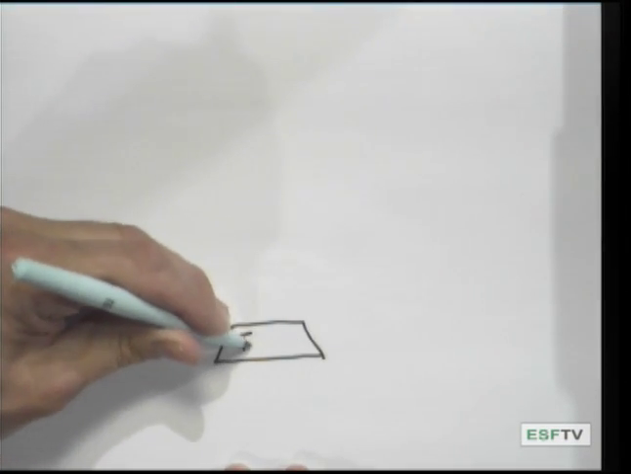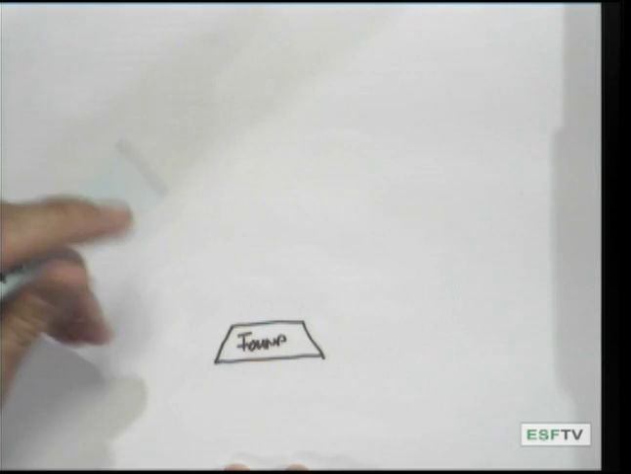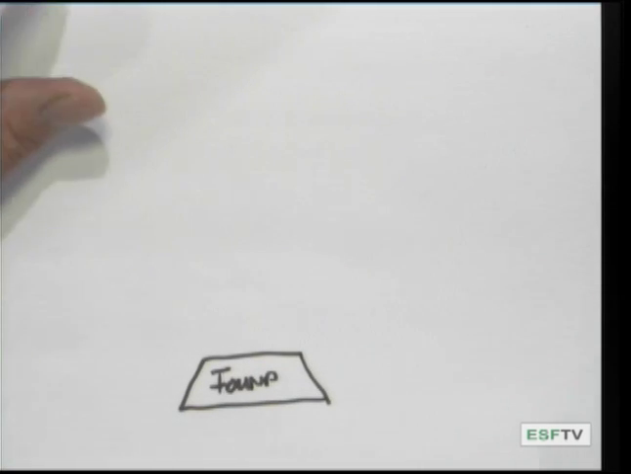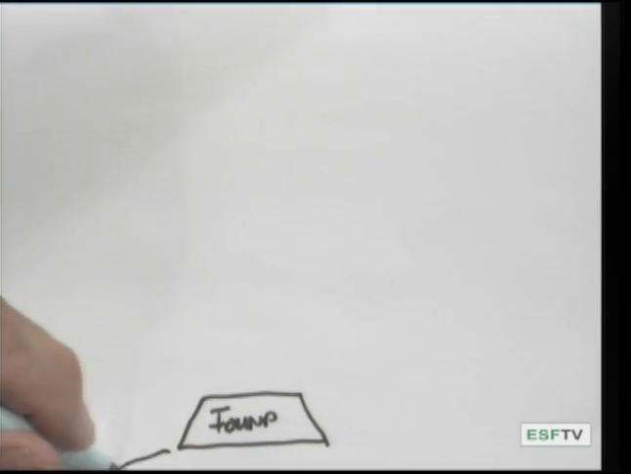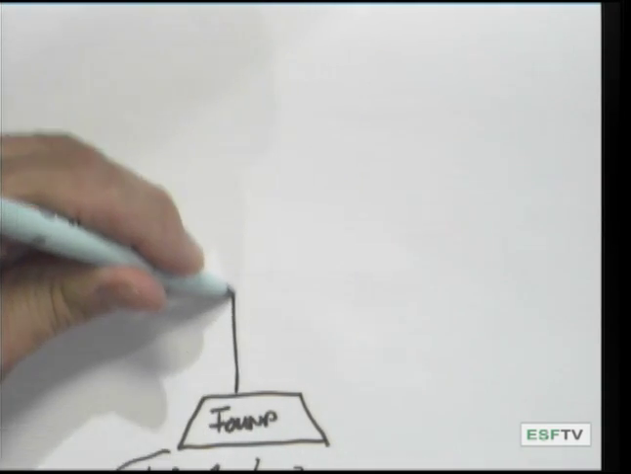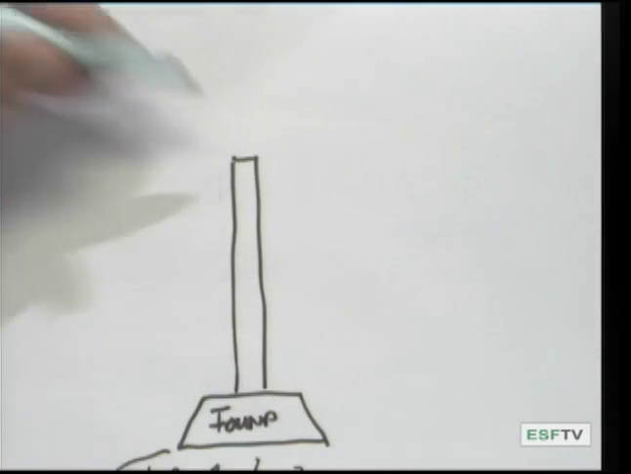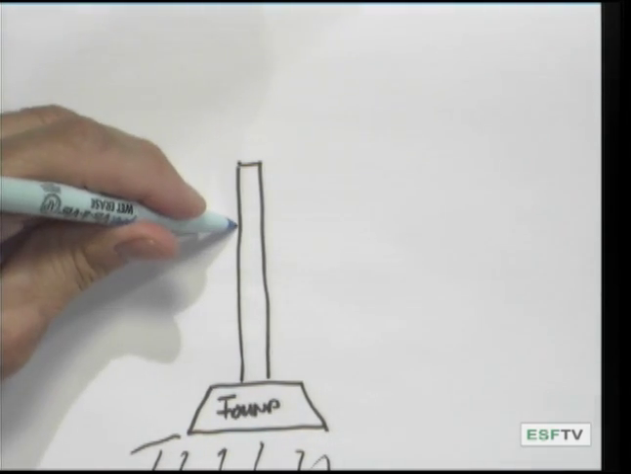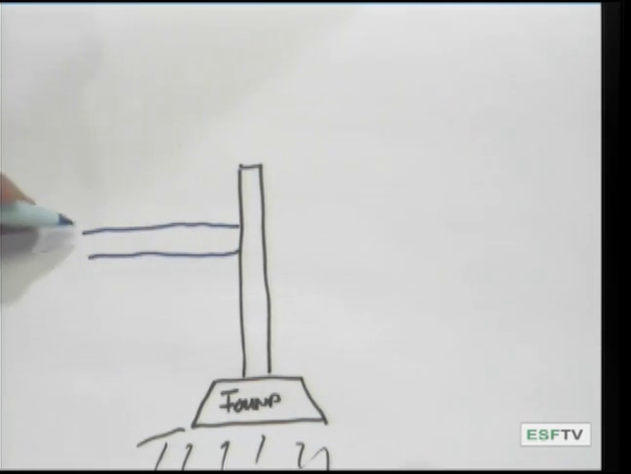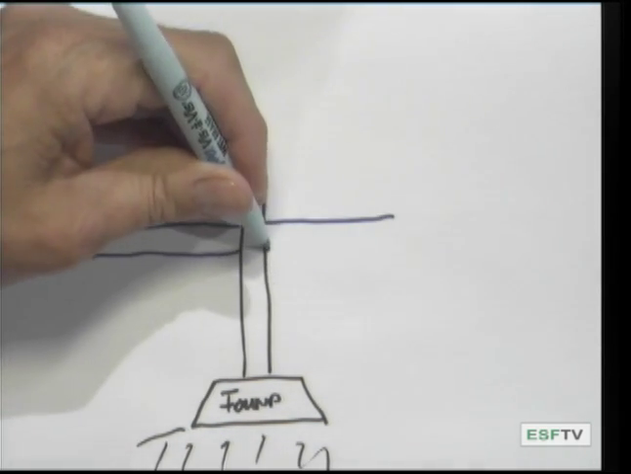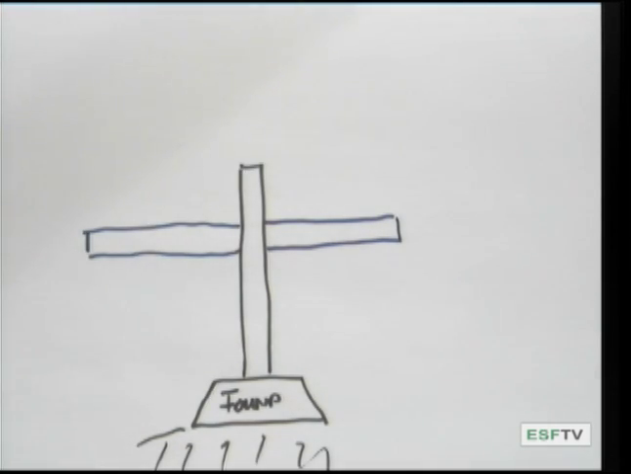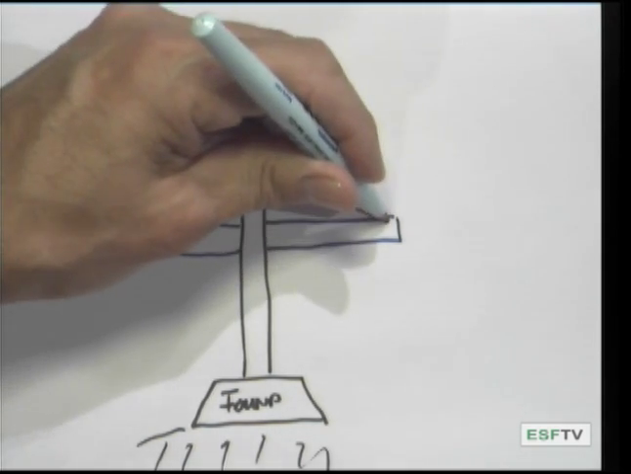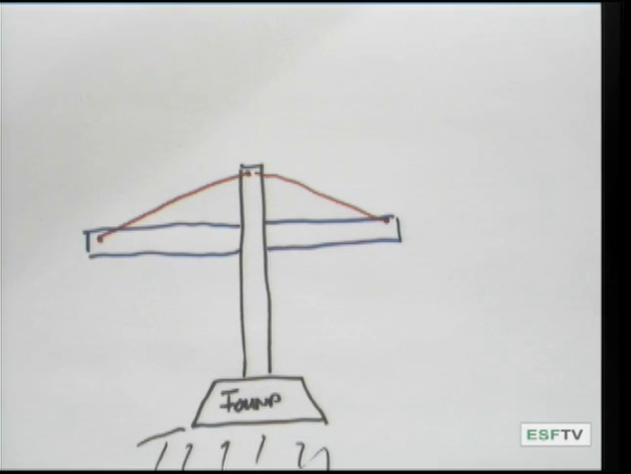We'll start with the foundation, which we'll put right down here. Let's zoom in on that a little bit. A foundation that's on the ground. And then we have a pillar that is strong in compression. And then we take cantilever beams and we put them on both sides of the pillar. And we support those with cables on both sides. And now we have a cantilever bridge.